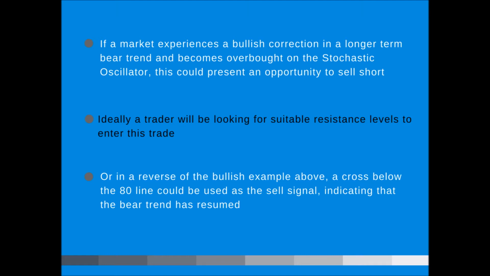Or, in the reverse of the bullish example above, a cross below the 80 line could be used as the sell signal, indicating that the bear trend has resumed. Now we're going to look at divergences.